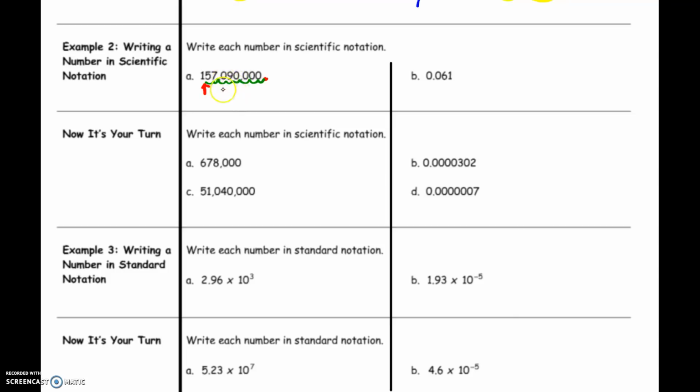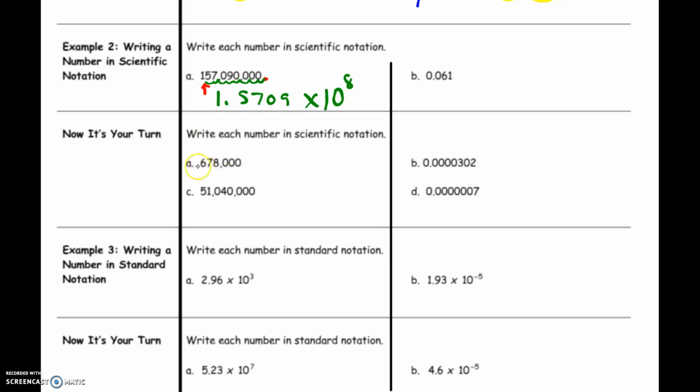So this number written in scientific notation is 1.5709 times however many times I had to move the decimal point to get it to where I wanted it to be, and that was 8. And that number is the exponent on the power of 10. So 157,090,000 written in scientific notation is 1.5709 times 10 to the 8th.